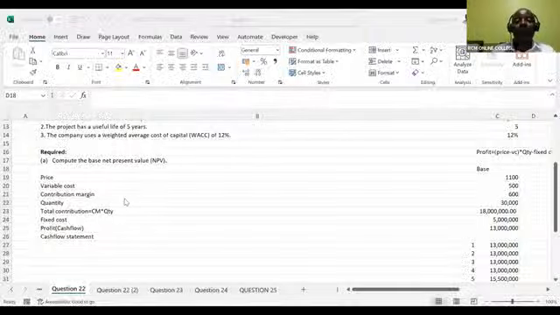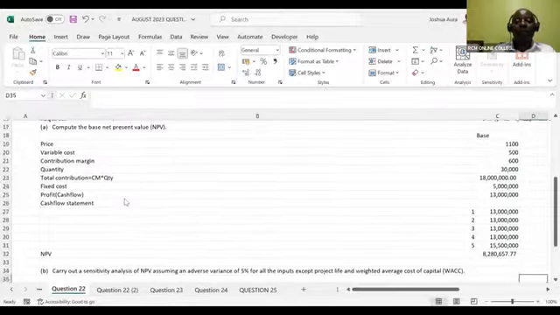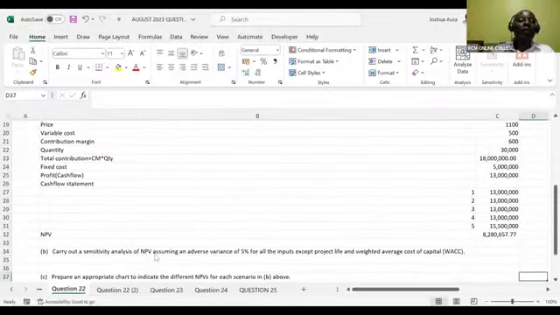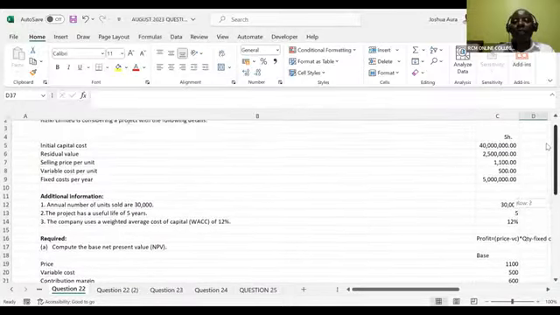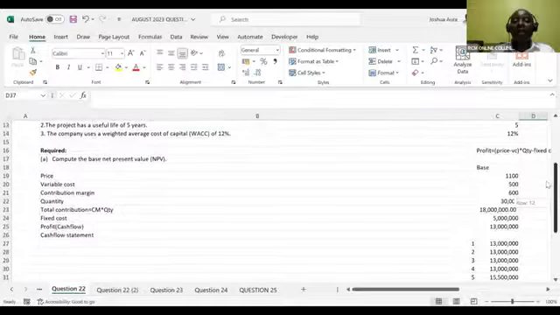Let me just come back to this question. Carry out a sensitivity analysis of NPV, assuming an adverse variance of 5% for all the inputs except project life and WACC. So then I will start with the first variable here, which is price. So reduce the price by 5%. So I'll come here.